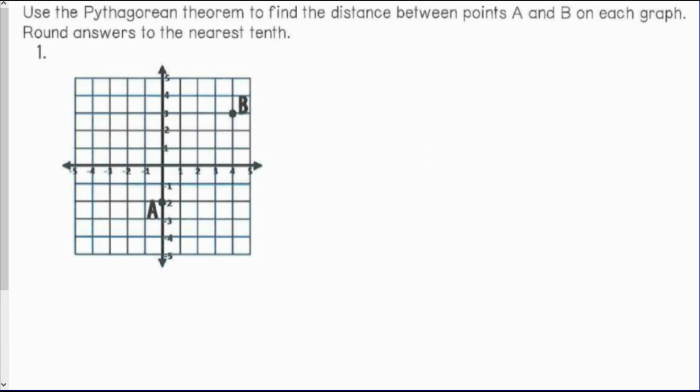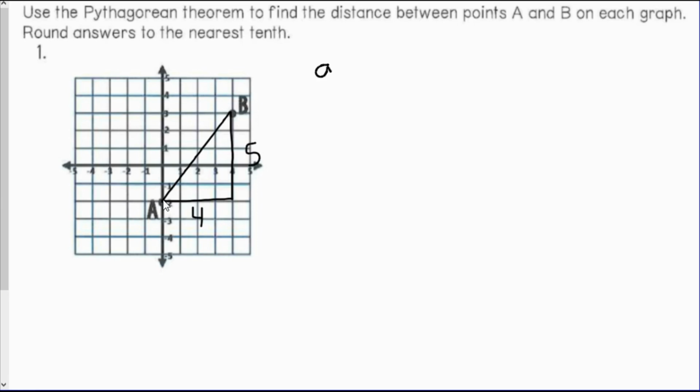Putting this into an example, notice if I connect points A and B, that'll give me a diagonal distance. Now, if I create my two legs, this gives me a right triangle. Now I can figure out what my horizontal leg distance is by counting the boxes. Notice there's 4 boxes, so this would be a length of 4 units. My vertical distance is a length of 5, so this length is 5 units.